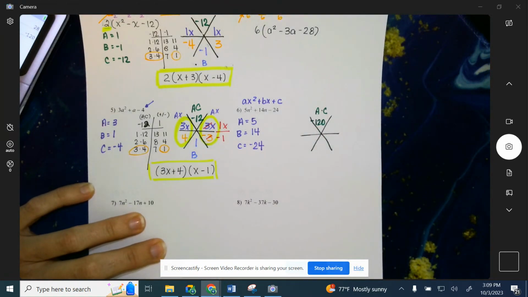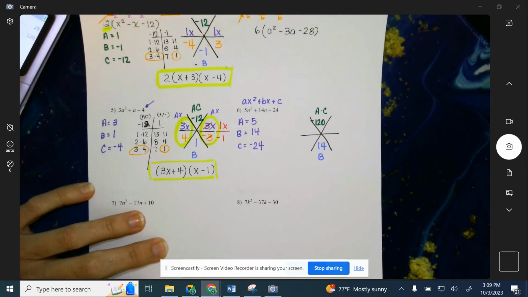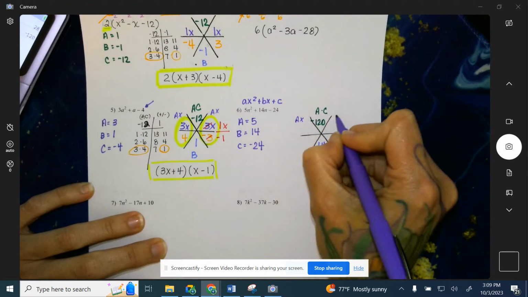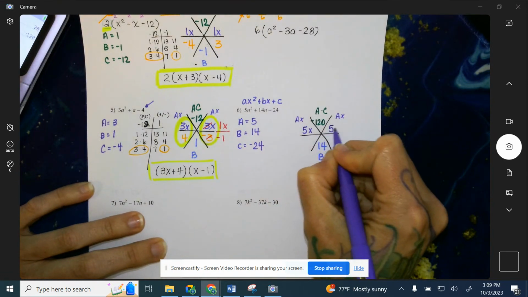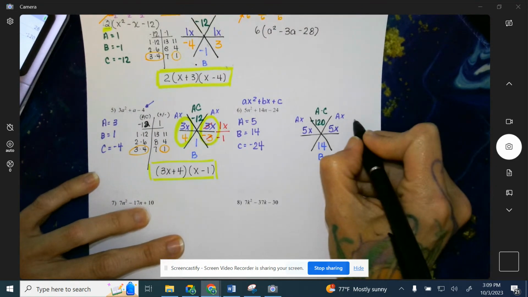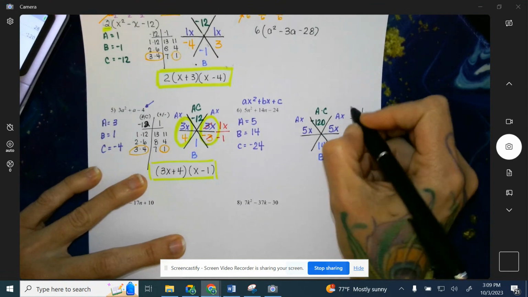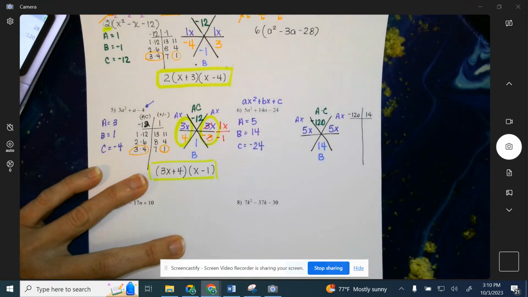Our B value goes on the bottom. B for bottom. It's going to be a positive 14. A times x goes in our upper corners. And A in this case is 5, so it's 5x. 5x. We're going to look for our factors, and that's what's going to go in the lower corners. So A times C is a negative 120. So what can I multiply to get a negative 120 that will add or subtract to give me 14?